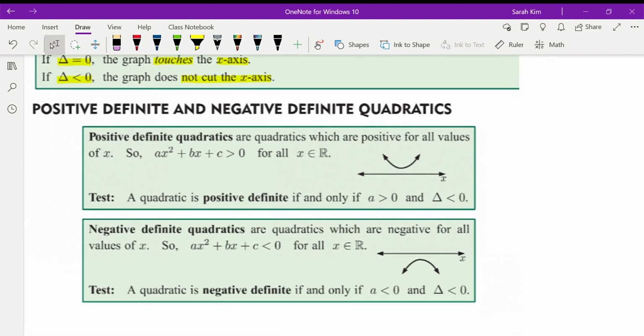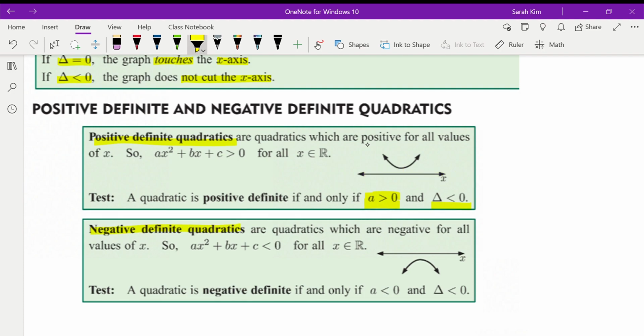Now, a positive definite quadratic is a quadratic which is positive for all values of x. So this is what it looks like. There's our x-axis. It doesn't touch it, and it has a positive graph. A quadratic is positive definite if and only if these 2 conditions are satisfied: a has to be greater than 0, so it's a concave up graph, and the discriminant has to be less than 0, meaning it does not have any x-intercepts or roots.